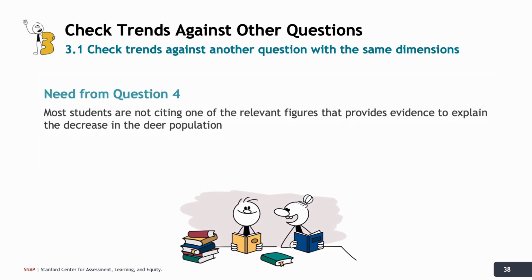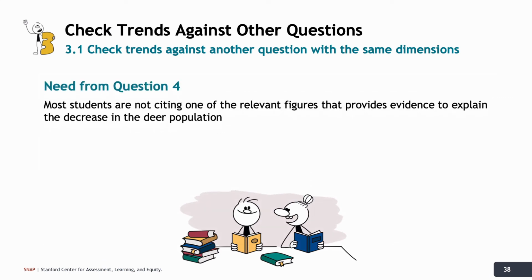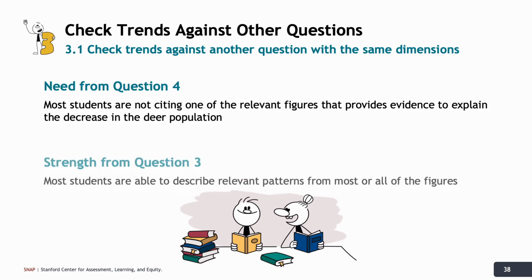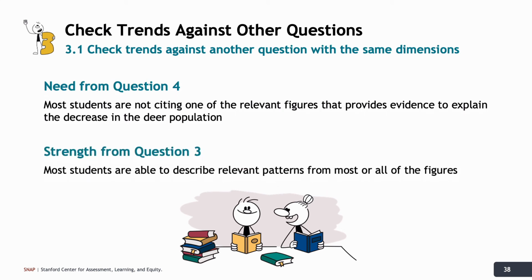Remember that the trend we identified for the science and engineering practice in question 4 was actually a student need. In question 4, most students were not citing one of the relevant figures, figure 3 or figure 5, that provided the evidence needed to explain the decrease in the deer population. Interestingly, when we looked at trends in student responses for question 3, which measures the same SEP, we saw a slightly different story. When students were asked to analyze each of the figures individually and describe patterns in the table, most students were indeed able to describe at least one relevant pattern.